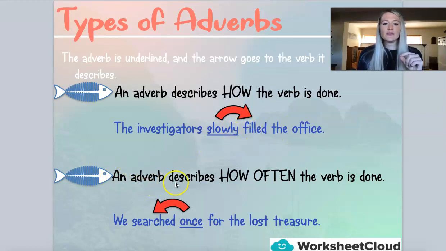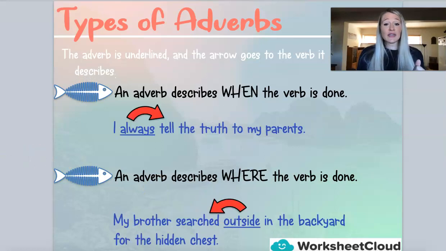Okay, an adverb describes how often the verb is being done. We searched once for the lost treasure. So this once gives us a little bit more information about the action and how they searched. They searched for this treasure, but they only searched once for the treasure. Okay, let's have a look at another one.